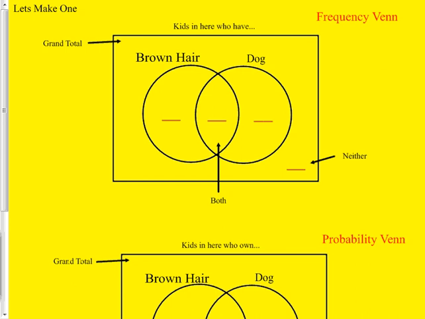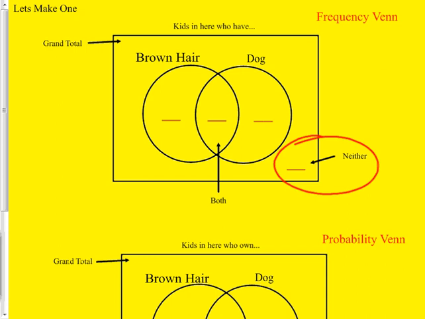Kids who have brown hair, kids who have dogs, or of course you could be neither. You're in one of those categories. Let's just figure out. Now, you get to judge for yourself whether your hair is blonde or brown or whatever, okay? My hair is pretty close to black, but a lot of people would say it's dark brown.